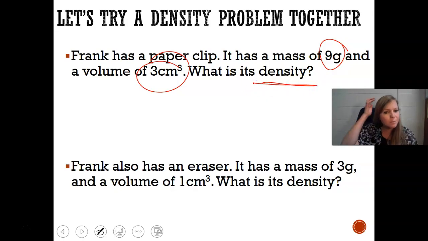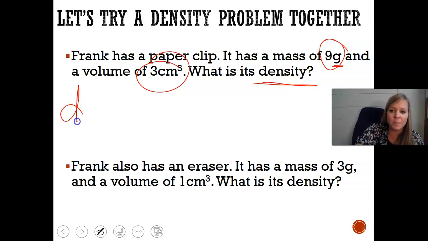Now guys, more than likely I'm not going to be so blatant about saying this is your mass, this is your volume. Obviously we're just starting to practice this, so I am. Please understand though, if it's measured in grams, you know it is your mass. If it's measured in centimeters cubed or milliliters, you know it is your volume. You don't need me to tell you that. Our equation is going to be D equals M over V.